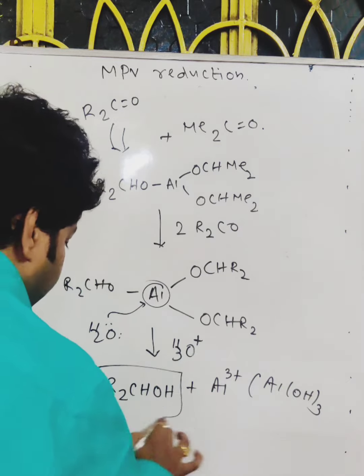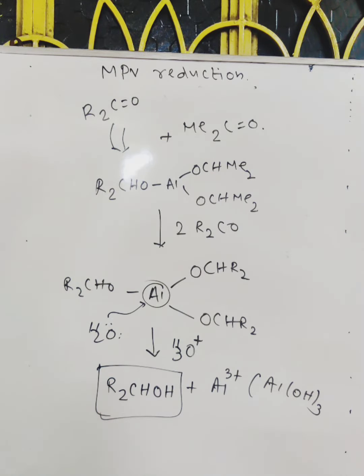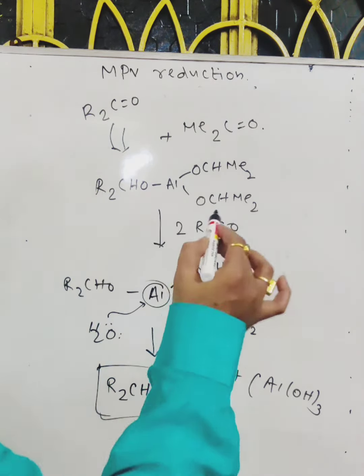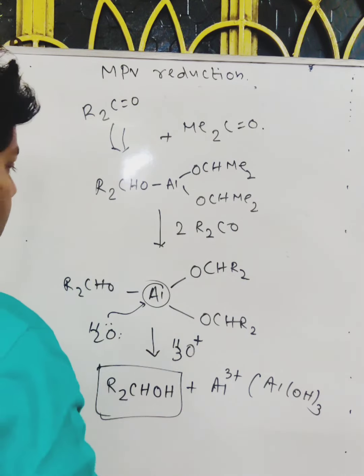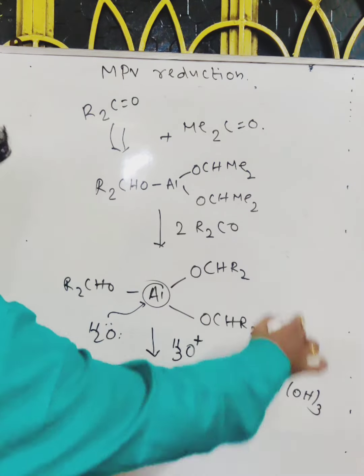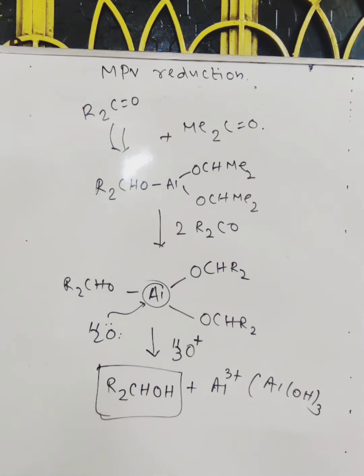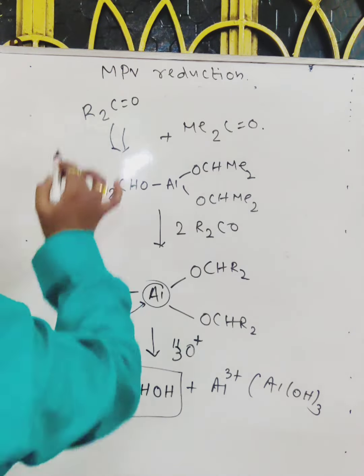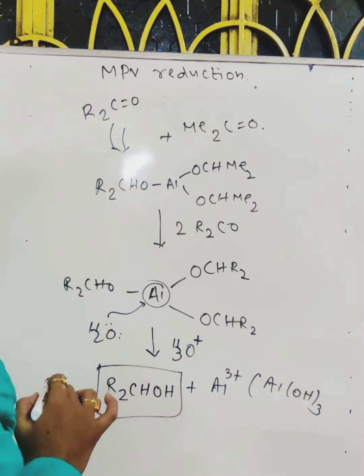So what have we got? We have got R2CHOH. This is simply a hydrolysis mechanism. You can check my different videos where I have discussed the hydrolysis mechanism. So think about it and let me know in the comment box if you understood this mechanism, how from R2CO we are getting R2CHOH. Okay.